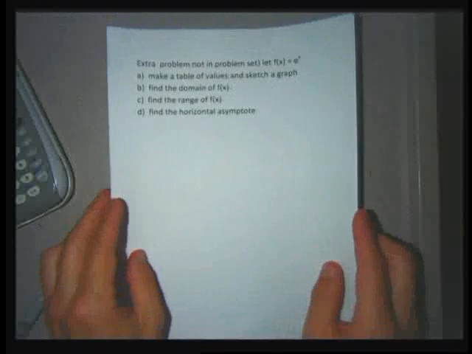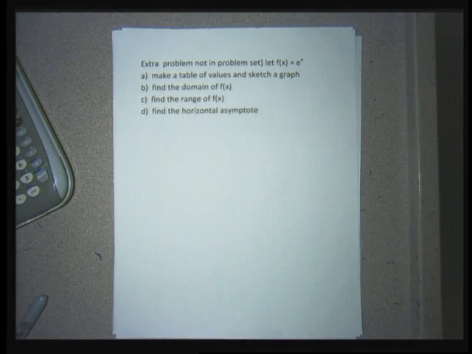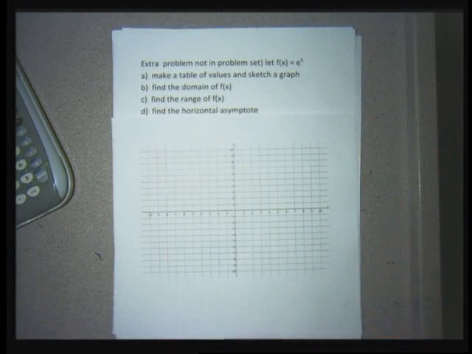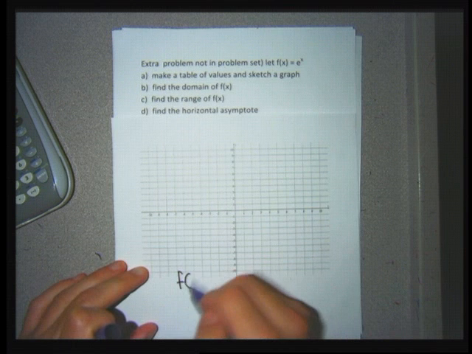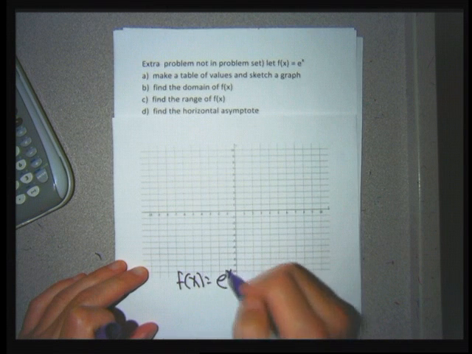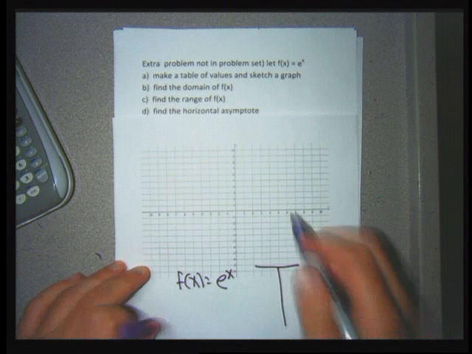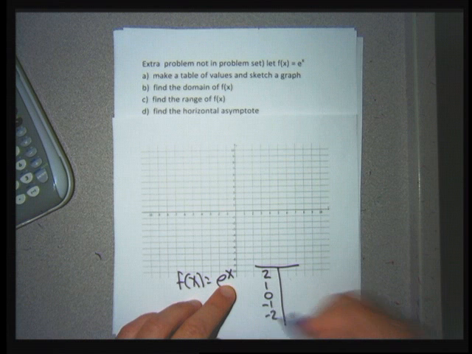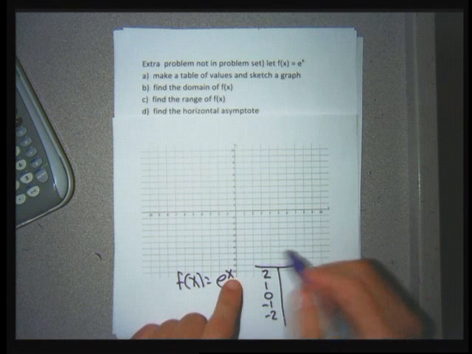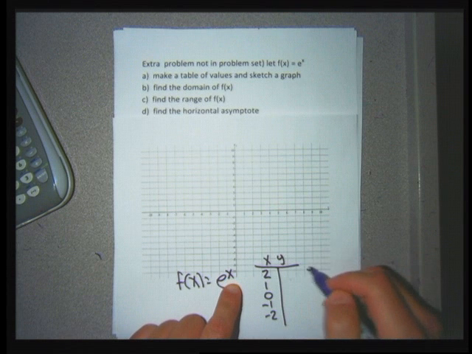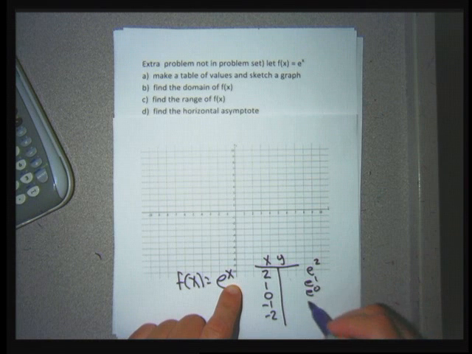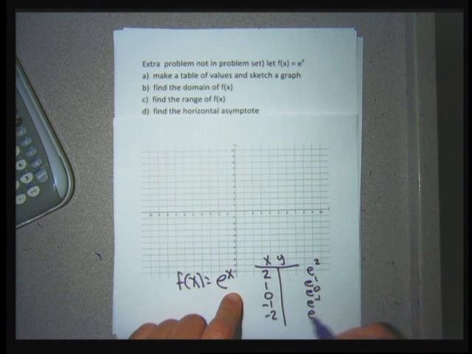So this next problem's not in the problem set, but I wanted to graph e to the x. And graphing e to the x isn't really that different than graphing 3 to the x in terms of my table of values. So when I graph f of x equals e to the x, because the exponent is just x and doesn't have a plus or a minus in it, I'm going to use the table 2, 1, 0, negative 1, negative 2 for my x's. For my y's, I'm going to plug in the numbers. I'm going to get e to the second power, e to the first power, e to the 0 power, e to the negative 1 power, and e to the negative 2 power.